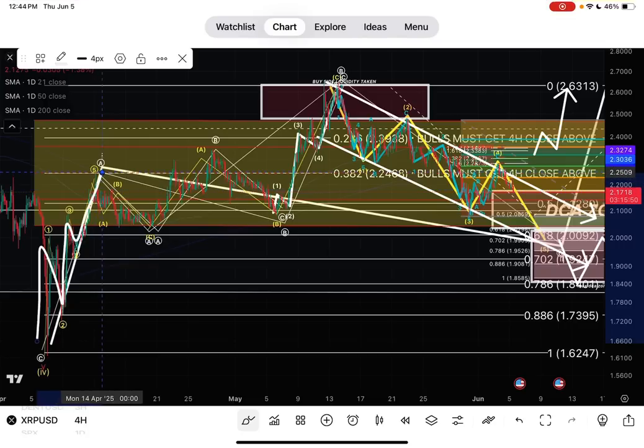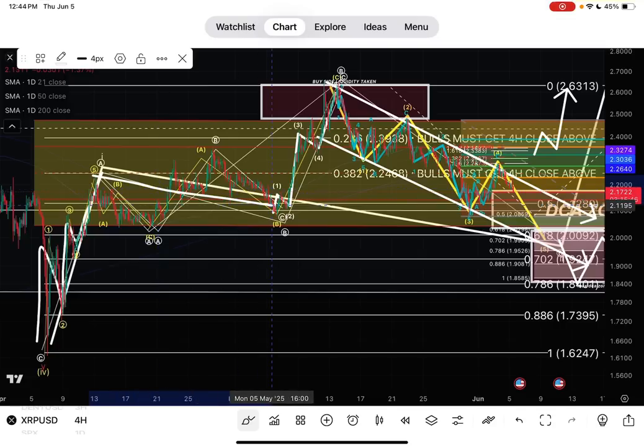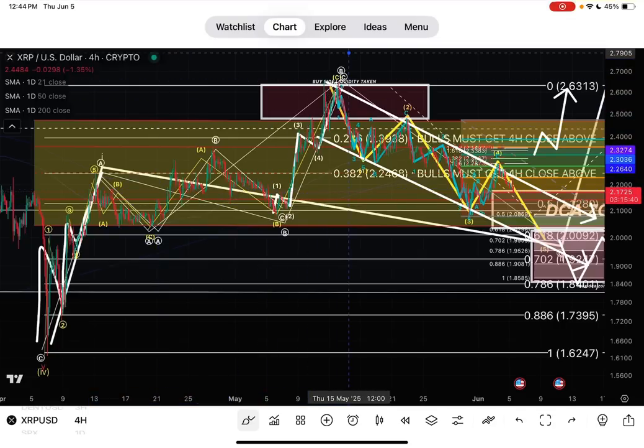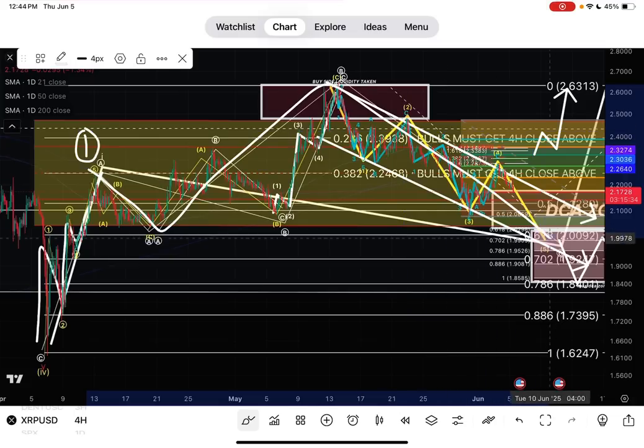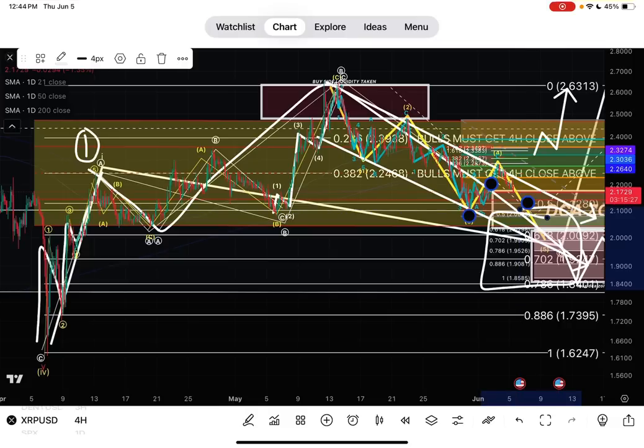And now what I'm thinking is that instead of this being a wave 2 or a B wave and then this being a wave 3 or a C wave, what if this was your wave 1, and then you come down in a B, and then your C wave would be like this, chop around to these lower fibs and then blast off from there.